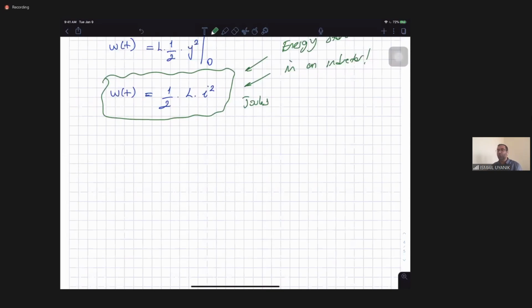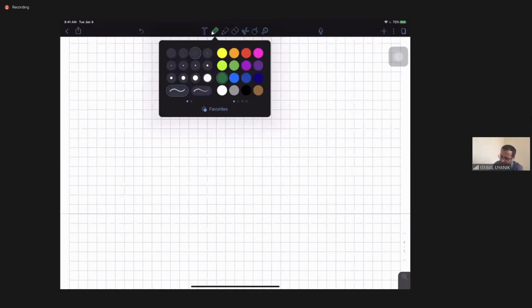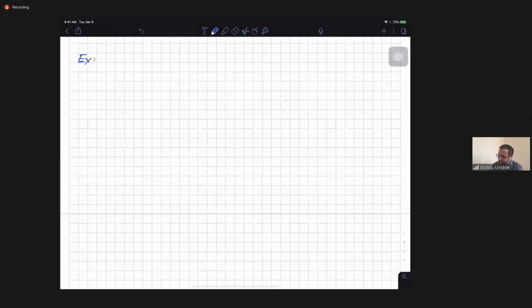Okay, so let's do a simple example where we will be applying all these things, and then most of those things will be much more meaningful. So let's say we have an example here. I will be drawing a very simple circuit. This circuit has a current source. We have an independent current source, which is just pumping current into an inductor here.